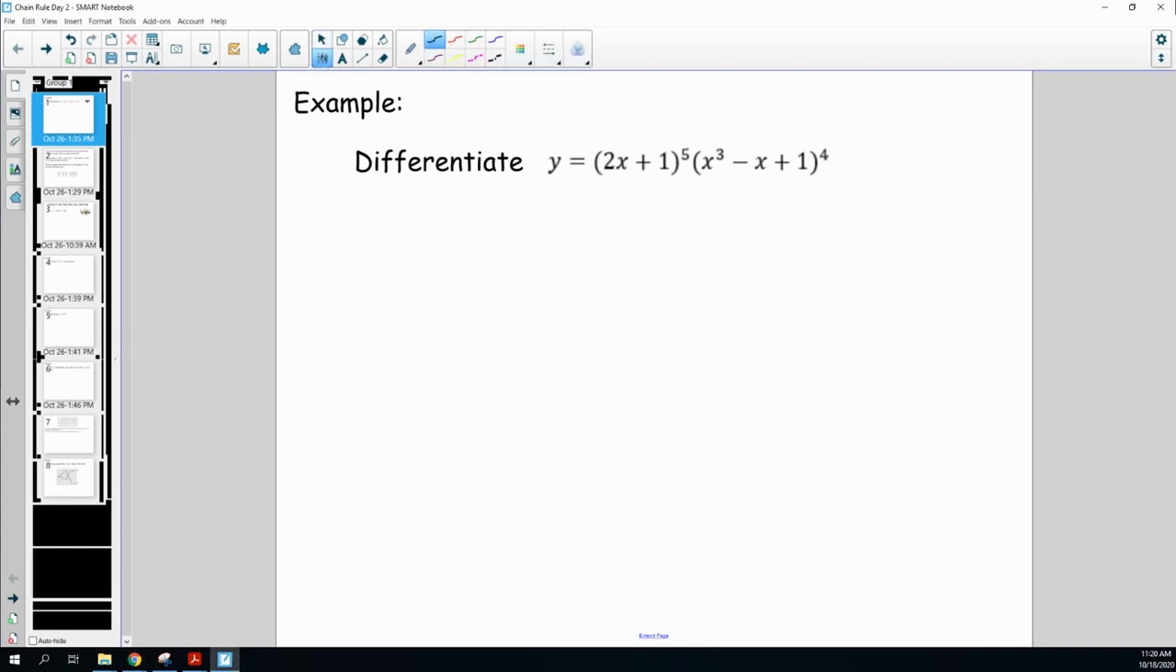So we're going to look at how we can use the chain rule for some more complex questions. So here we have to differentiate, and we have two functions. We have (2x + 1)^5, and we have (x^3 - x + 1)^4. So what we really have going on here is the product rule, right? We have two functions. We have the first function, which I'm going to call a, and the second function, which I'm going to call b.